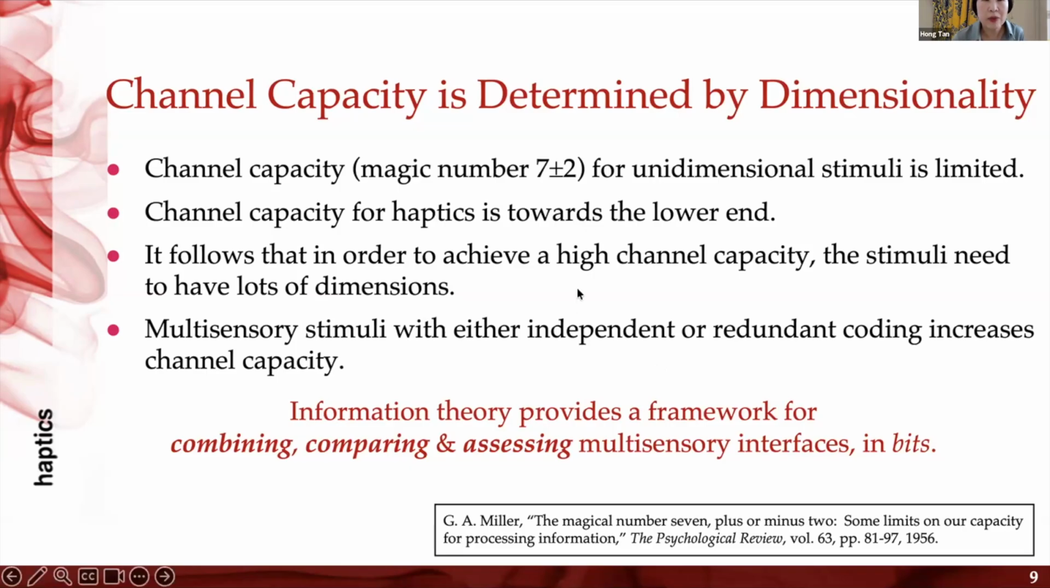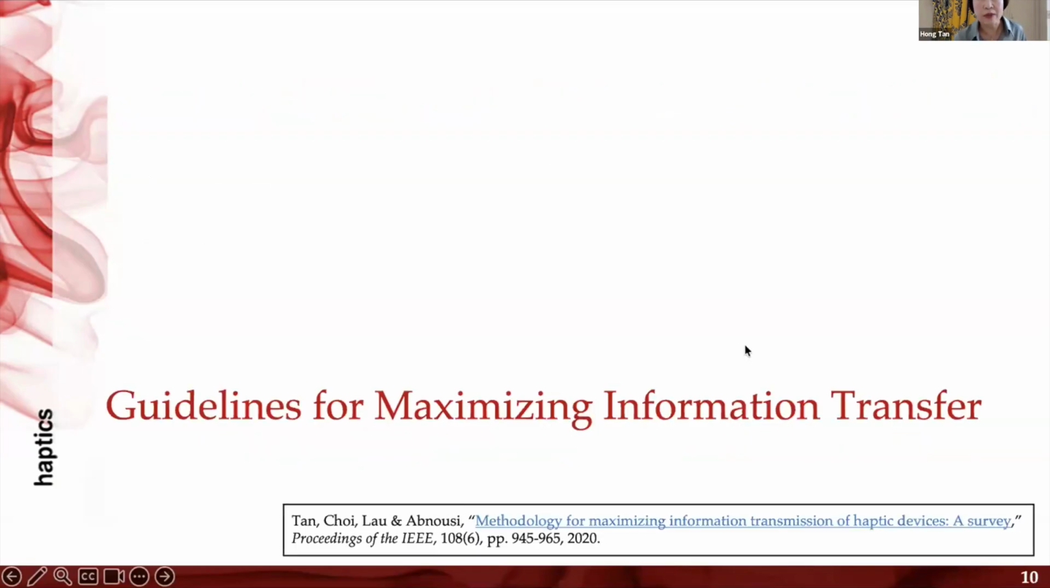So in this sense, information theory provides a framework for us to combine, compare, and assess multi-sensory interfaces. All of a sudden, if you're working on a friction display and somebody else is working on a vibrotactile display, you can discuss which display is transmitting more information in the common unit of bits. Otherwise, how do you compare friction with frequency, for example? So this is really helpful in terms of thinking about using a display to transmit information.